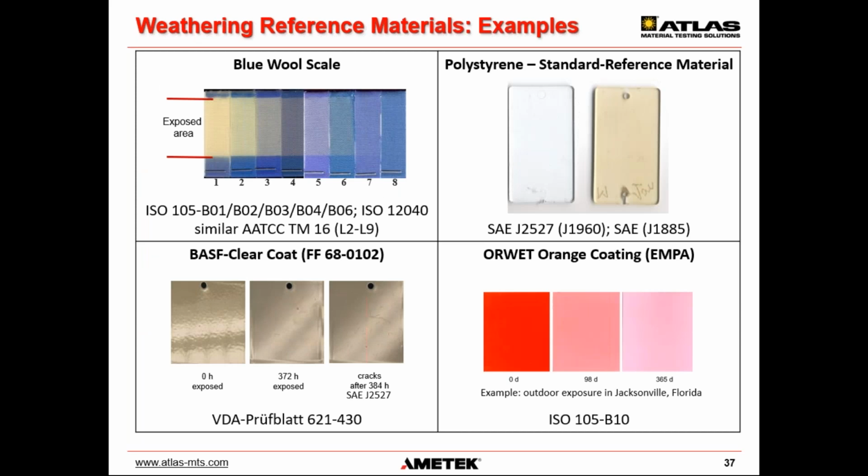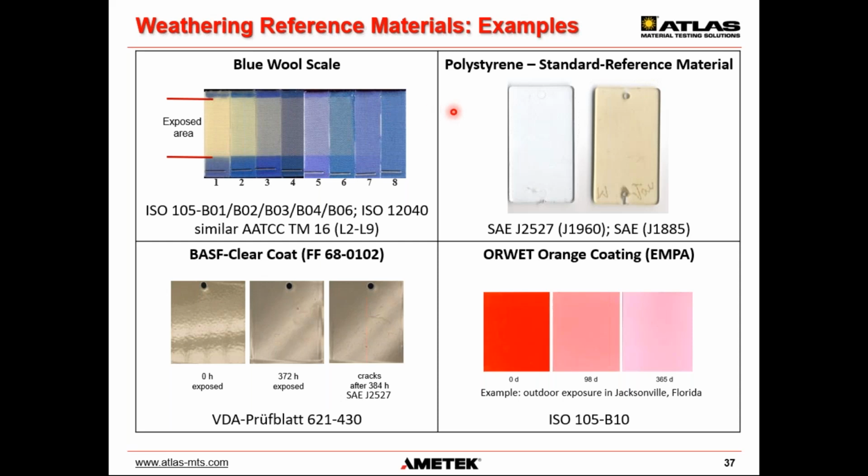Weathering reference materials and some of the examples which are used in some of the standards. First and foremost, one of the more popular ones, especially for textiles, we call blue wools. ISO and AATCC have similar scales, with materials with lower numerical ratings. For example, ISO number 1 fades rather quickly. ISO number 8 is more lightfast and resistant. It takes longer to fade.